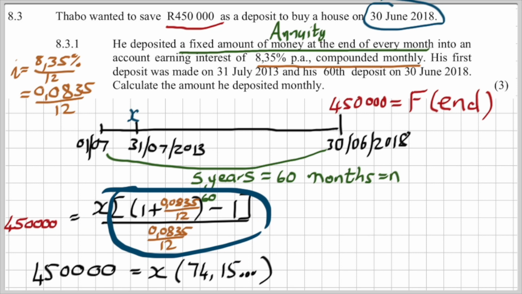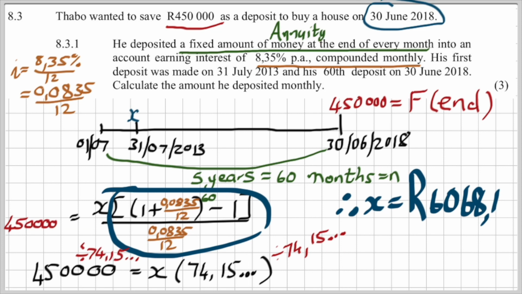74,15... If your teacher taught you to first multiply out the denominator and then divide, it gives you the same answer. So you do it the way that's comfortable for you. I can now divide by the 74,15, and this gives me an answer for X of 6,068 Rand and 69 cents.